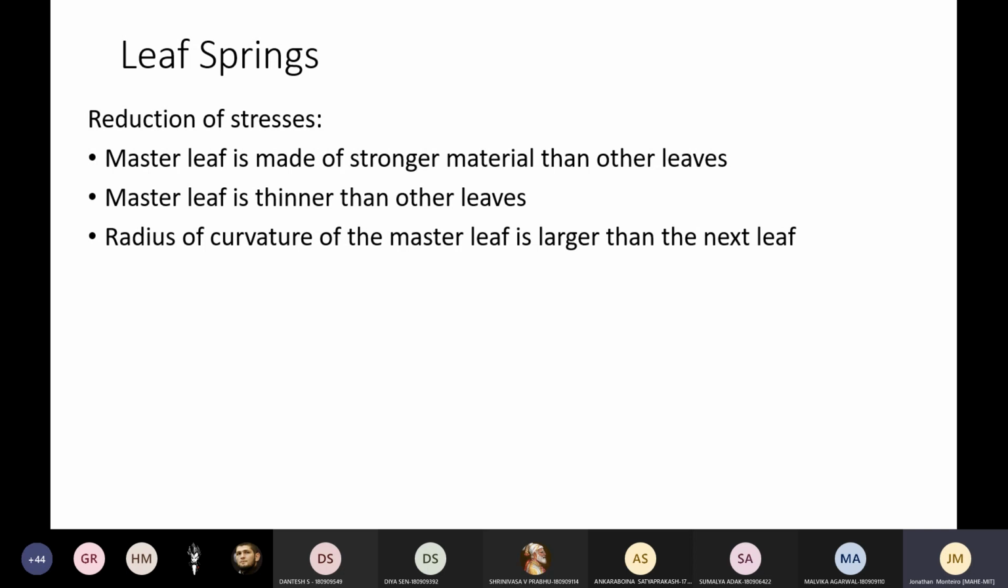How can we reduce the stresses? There are three methods that are used. One is that the master leaf is made of stronger material than the other leaves. This also can be used. The majority of the load is carried by the master leaf itself, and that is why we need not worry about the smaller leaves. The smaller leaves, being more delicate when compared to the master leaf, will easily handle the load because the master leaf is taking more of the load.